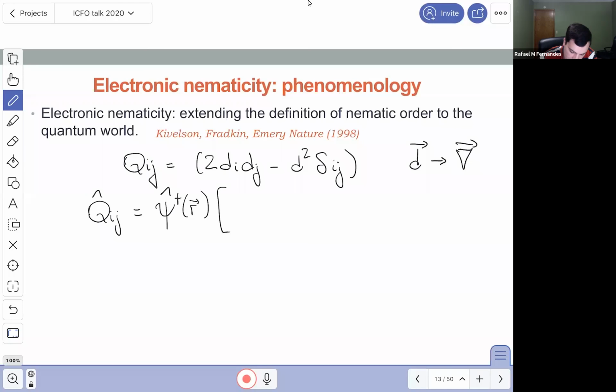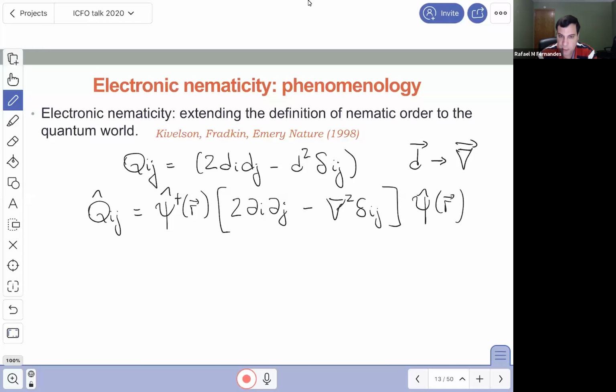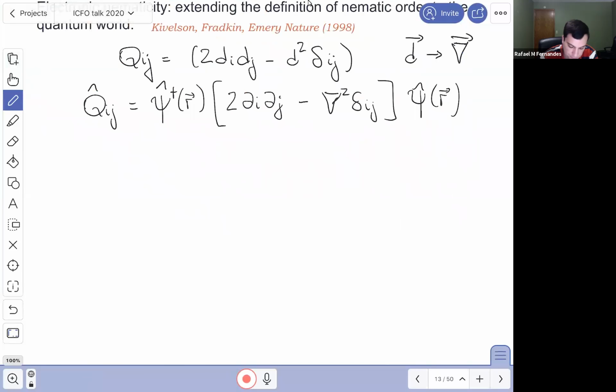And then I replace the components of the director with derivatives, okay? So that's how I define it. And this here gets psi of R, okay? So now this is a nice quantum mechanical operator. And of course, the next question is, what does it mean? What does this object mean? So let's see, the interpretation is actually not hard. Let's work this out. So again, I can define this operator in a matrix form.